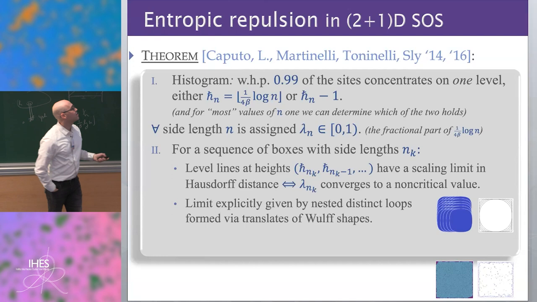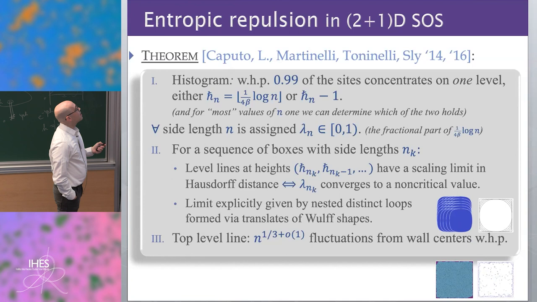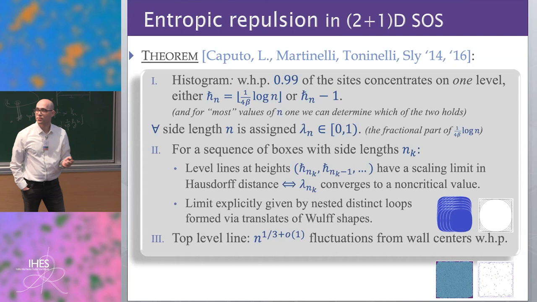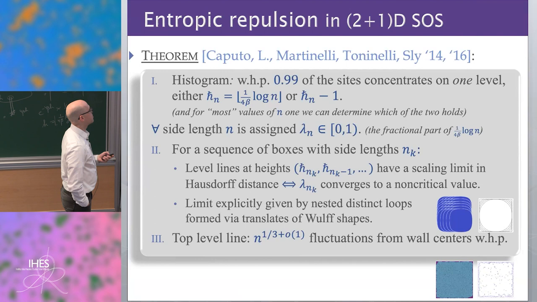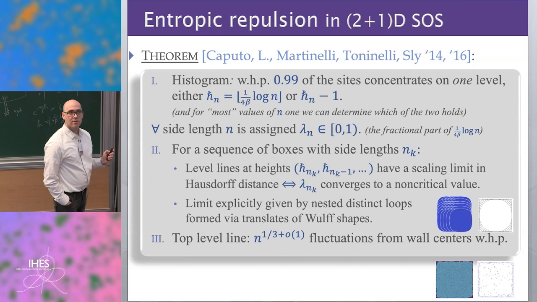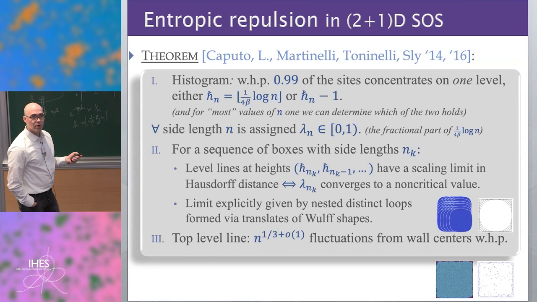And finally, we know some other things that I didn't put on the slide, but notably, along the flat sides of the limit, the random fluctuations of the level line from that scaling limit are going to be about n to the 1/3. So this is a KPZ regime. Okay, so this is what we know for SOS. Now I'm going to give some more details about what we know and some open questions on SOS, and then we'll get back to Ising.